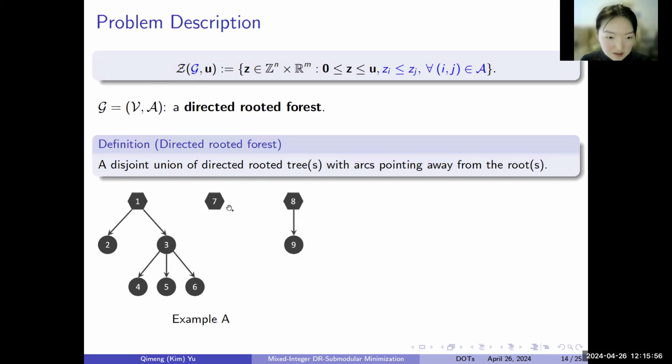Well, this one in the middle is also a directed rooted tree, even though it does not have any arcs. And if we look at this arc, it just means that Z8 is less than or equal to Z9 in our model. And on the right, this example B is also a valid directed rooted forest. And the corresponding feasible set is just a box constraint because we do not have any arcs, so we do not have any additional monotonicity constraints. What I'm trying to say is that this generalizes what's been studied or considered in the literature.